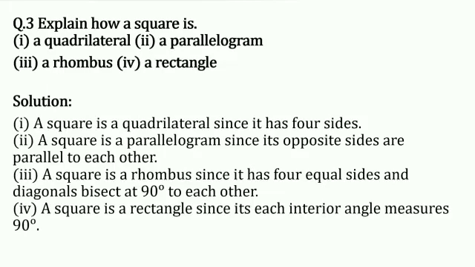Third, a square is a rhombus because it has all four equal sides, and the diagonals of a square bisect each other at 90 degrees, or we can say the diagonals of a square bisect each other perpendicularly. So a square is also a rhombus. Fourth one, a square is a rectangle because each interior angle of a square measures 90 degrees, or it is a right angle. So we can say that a square is a quadrilateral, a parallelogram, a rhombus, and a rectangle also.